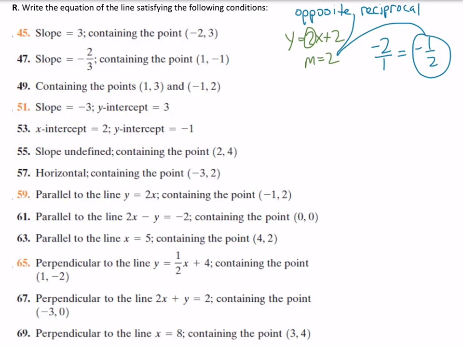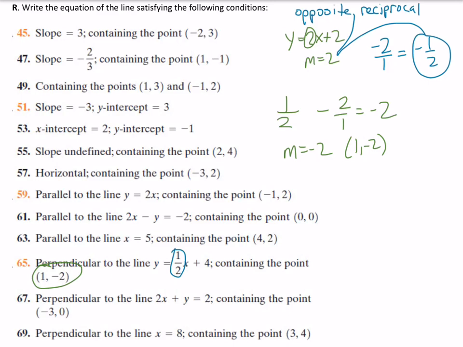So taking a look at number 65, it says perpendicular to the line y equals 1/2 x plus 4. Notice how it's already in slope-intercept form. Perfect. We know what the slope is. So if the slope normally is 1/2, the opposite reciprocal would be negative 2 over 1, or we can just write negative 2. So the slope of my new line is negative 2, and it contains the point (1, negative 2).